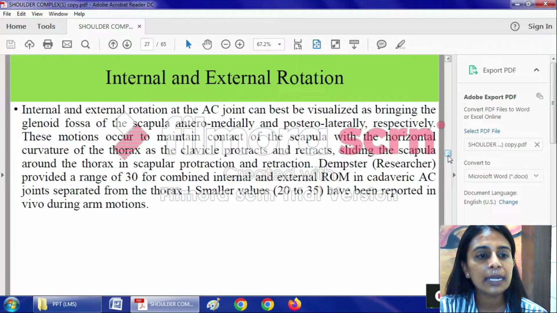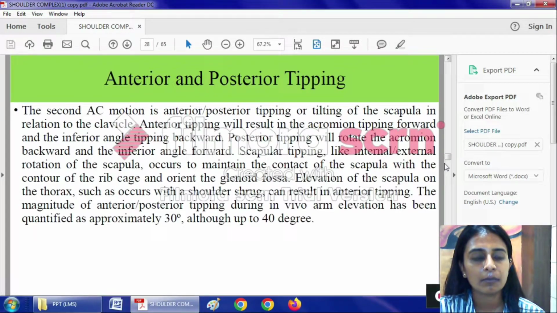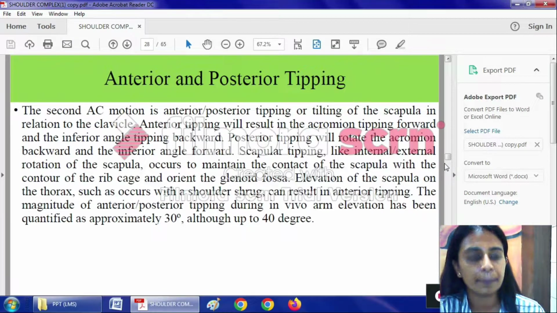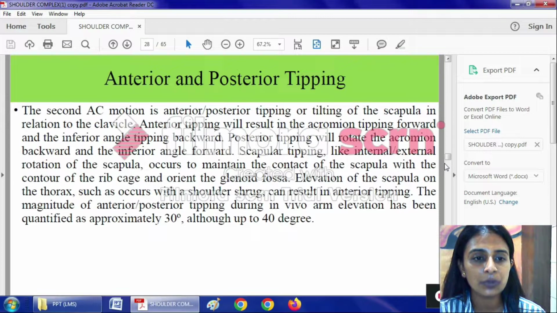Dempster provided the range of 30 degrees of combined internal-external range of motion at the AC joint, separated from the thorax. Now, anterior-posterior tipping. The second AC motion is anterior-posterior tipping or tilting of the scapula in relation to the clavicle. Anterior tipping will result in the acromion tipping forward and the inferior angle tipping backward. Posterior tipping will rotate the acromion backward and the inferior angle forward.